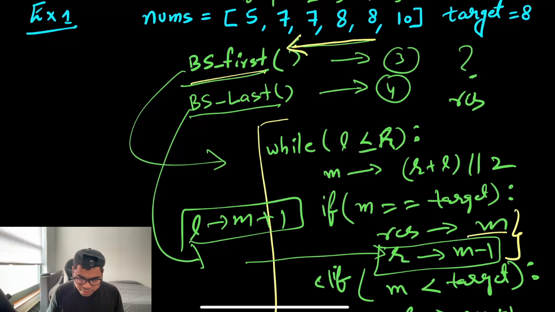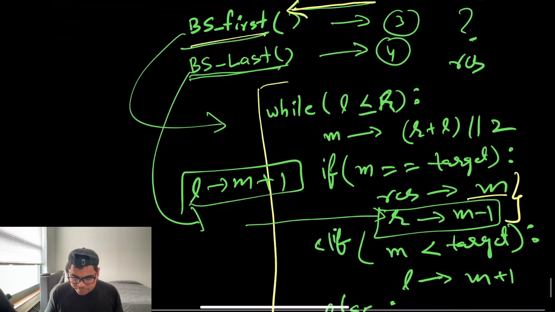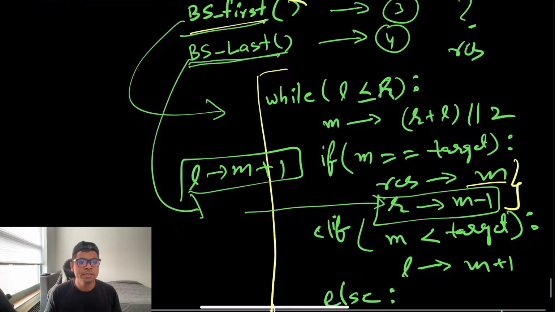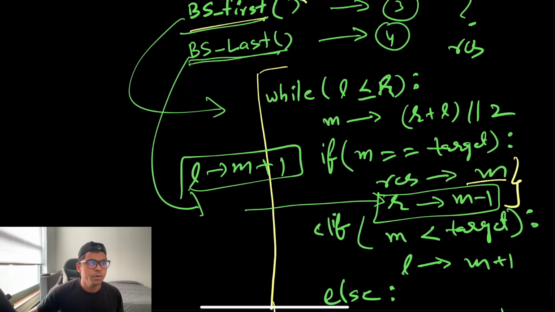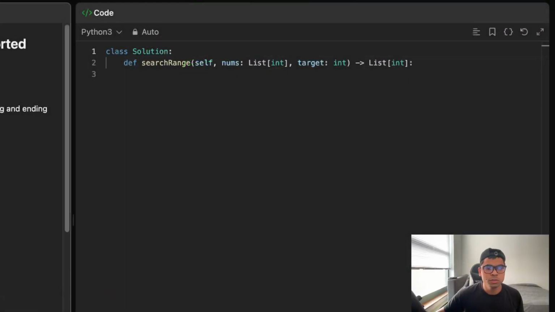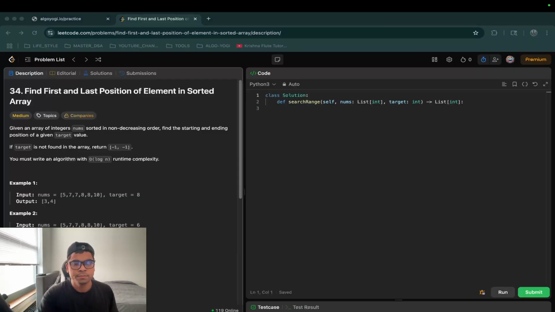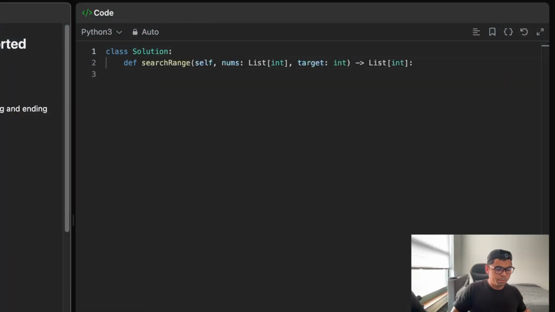I think this is pretty clear now, that we're going to have these two functions: binary search first and binary search last. We just call both of them and then return the answer in the format that was asked. If target is not found, we're going to return -1, -1, but this is the format we will be returning the answer in as well. Okay, I think now we can just code up our solution.